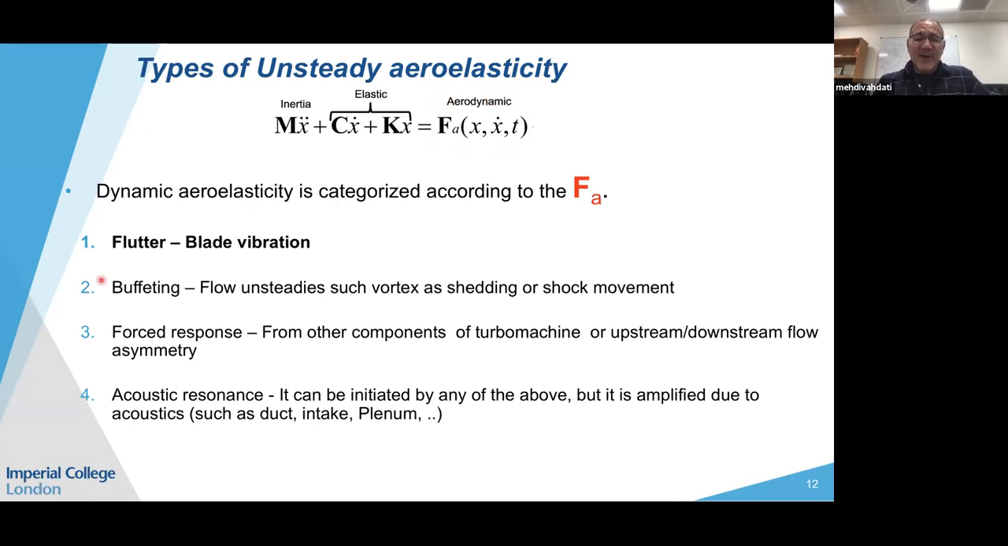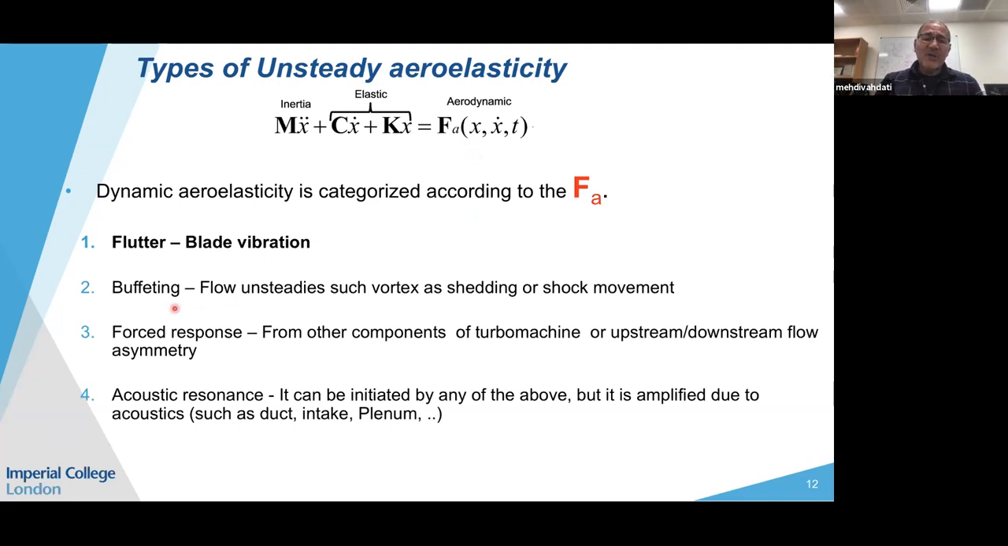So for example, flutter, which is the main topic of this presentation: the only source of unsteadiness comes from the blade vibration itself, i.e. the fluid dynamics can be completely steady. So if the blade is not vibrating, the aerodynamics can be fully steady. The only form of unsteadiness comes from the vibration of the blade.